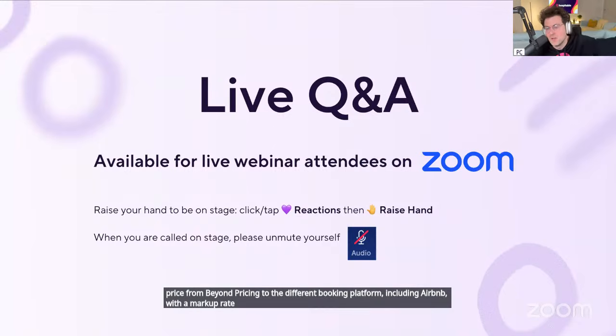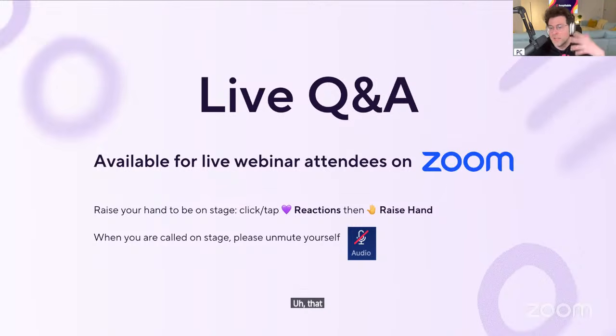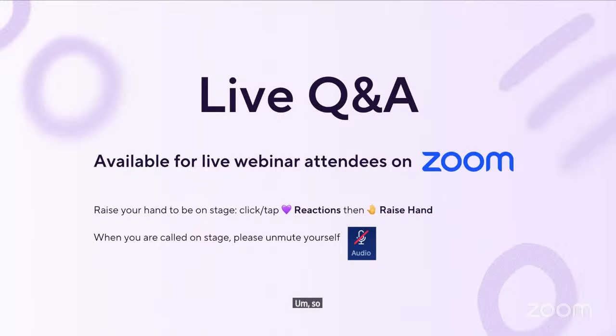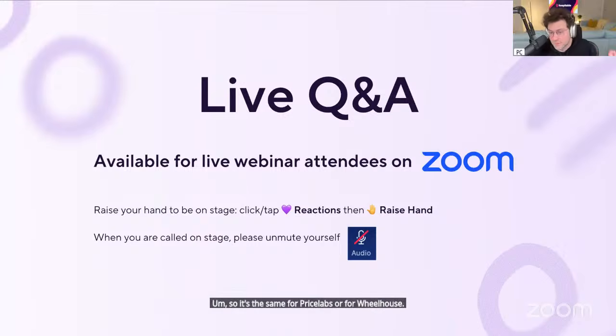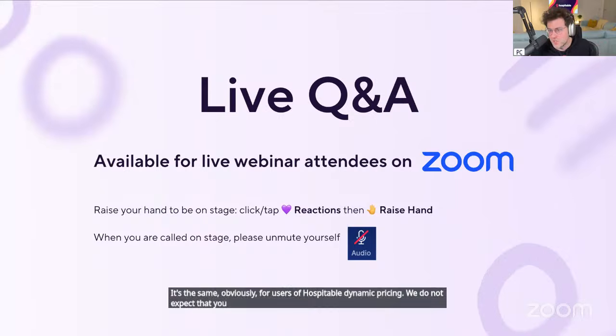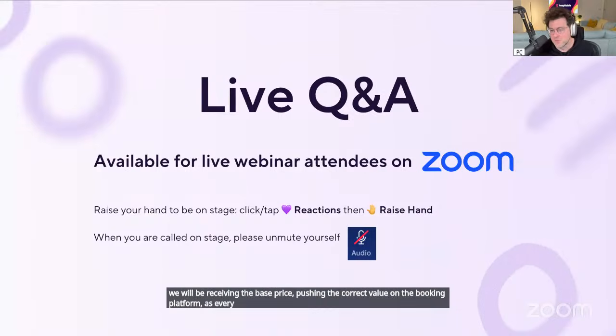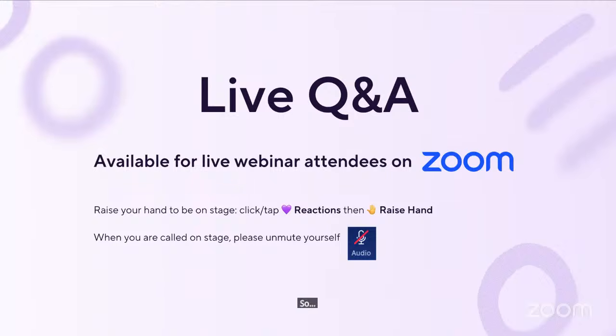So that basically the fee that you have set, or that we have set, allows you to offset your commission fees and maybe some other value that you may have set prior. It's the same for PriceLabs or for Wheelhouse. It's the same, obviously, for users of Hospitable dynamic pricing. We do not expect that you should be changing your base price configuration. We will be receiving the base price, pushing the correct value on the booking platform, as every property management software is doing. All right. Just wanted to check with that.